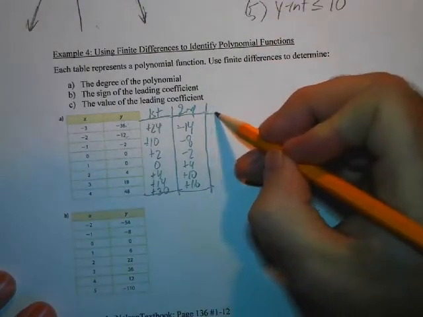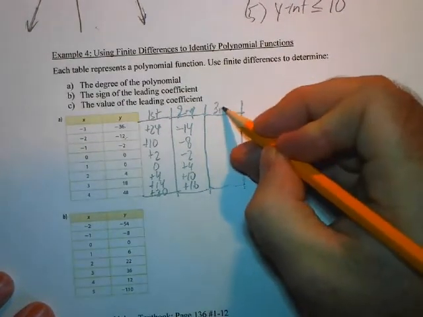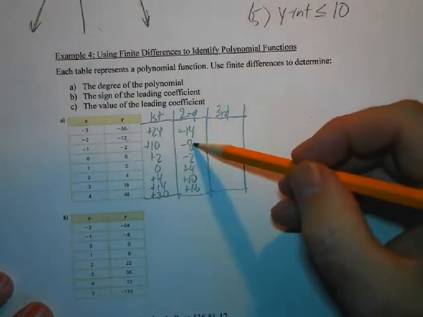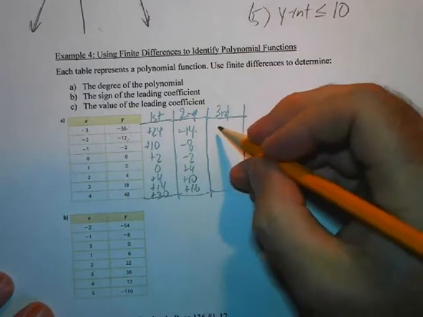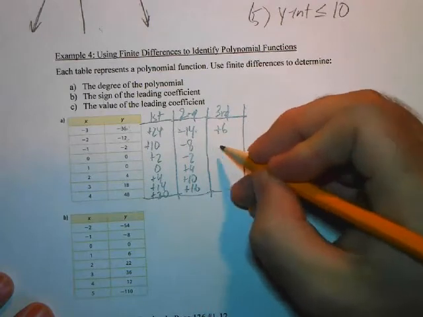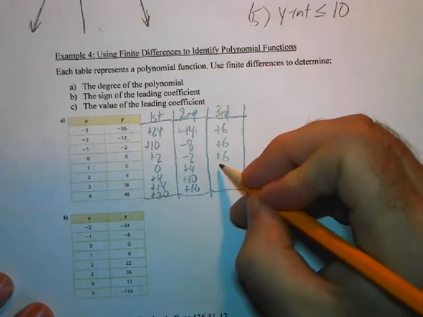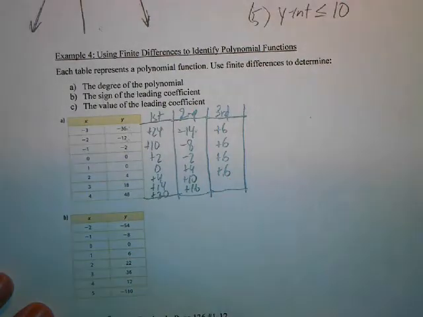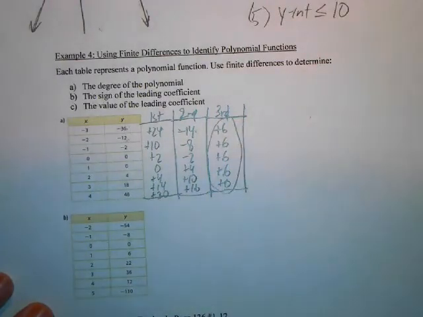So we keep going. This is the first time we've ever done this. Go to third differences. In this case, negative 8 minus negative 14, negative 8 plus 14, that's plus 6, negative 2 plus 8, 6. So you can see all these actually work out to being plus 6. We have 5 of those, and these are all constant.